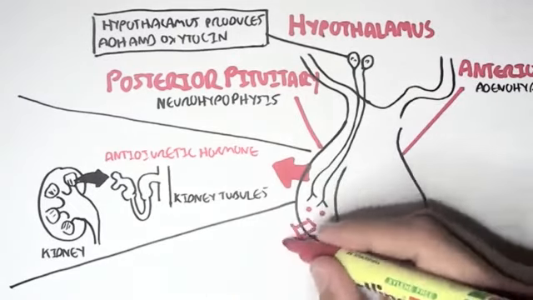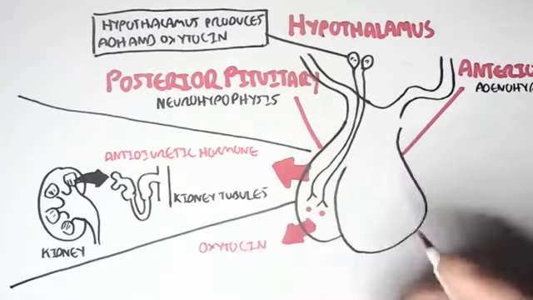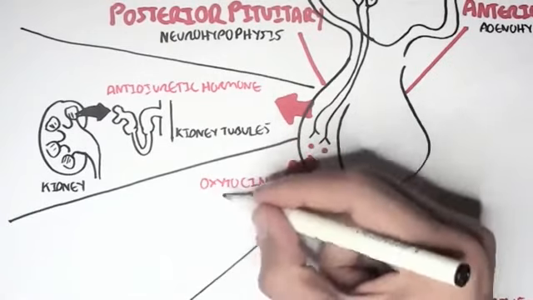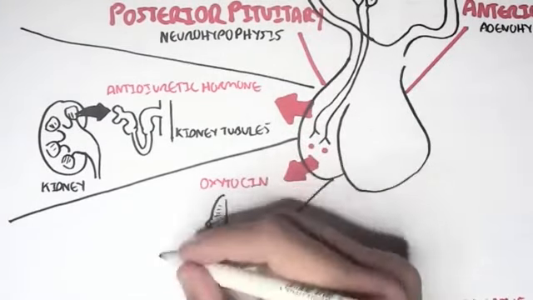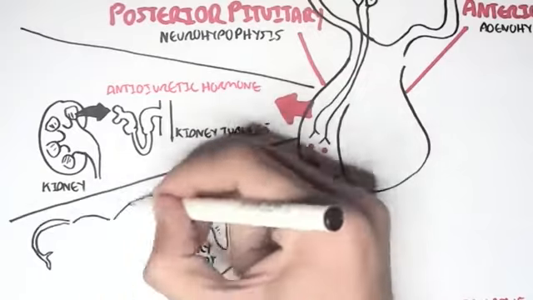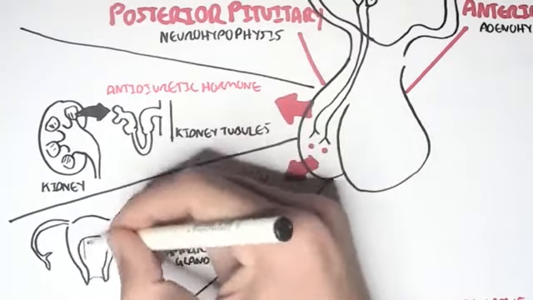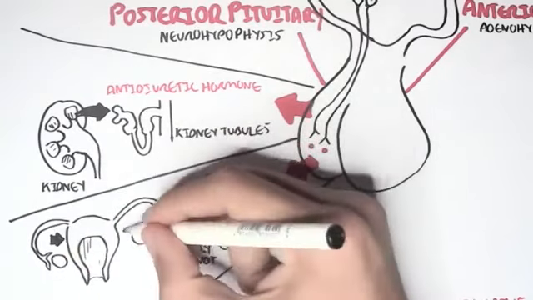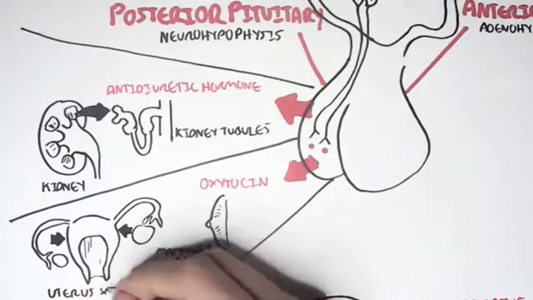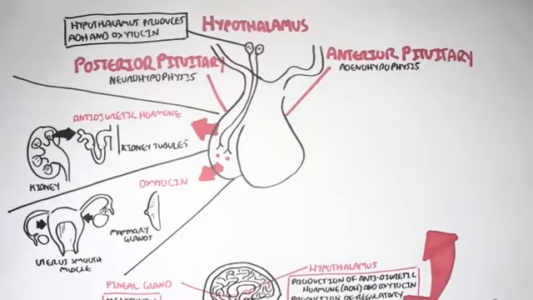The posterior pituitary can also secrete the hormone oxytocin. Oxytocin essentially targets the breast, and it's important for lactation, and also for the contraction of the uterus during childbirth. So remember, for the posterior pituitary, the hormones themselves are actually synthesized within the hypothalamus. The posterior pituitary only secretes them.